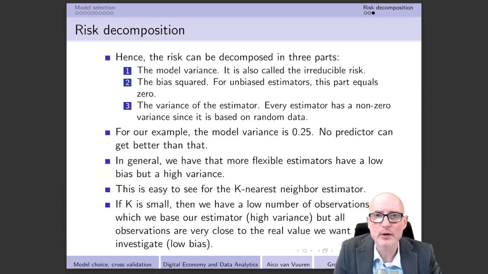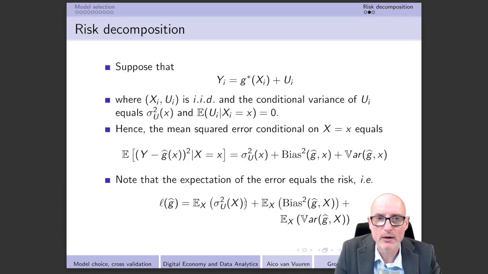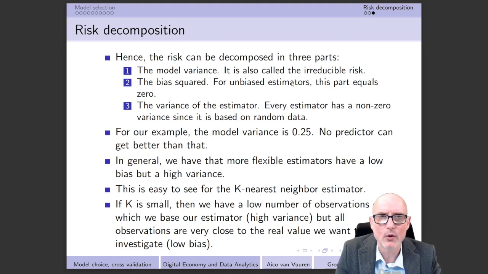The first part that we're going to get is usually called the model variance. That's this part that we have over here. It is in fact related to the variance of this u_i that we have over here. Well, we should realize that the model variance also has another name. It's usually called the so-called irreducible risk.